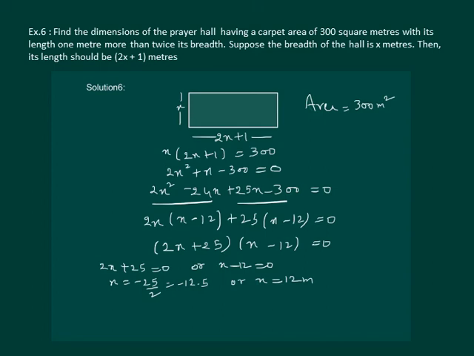Then we will write, since x is breadth of the hall, it cannot be negative, so x equal to 12 is the breadth of the hall and length is 2 into 12 plus 1, that is 25 meters.